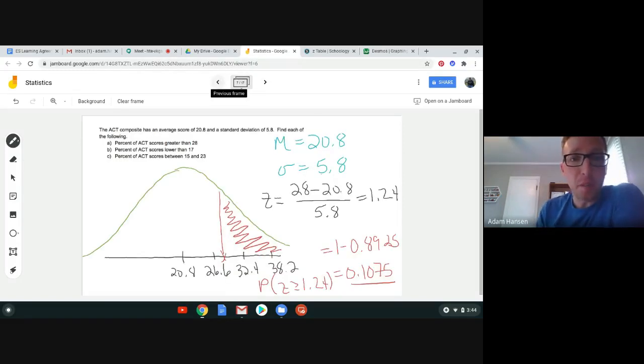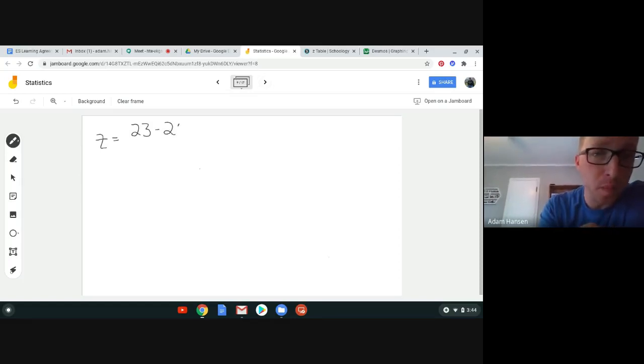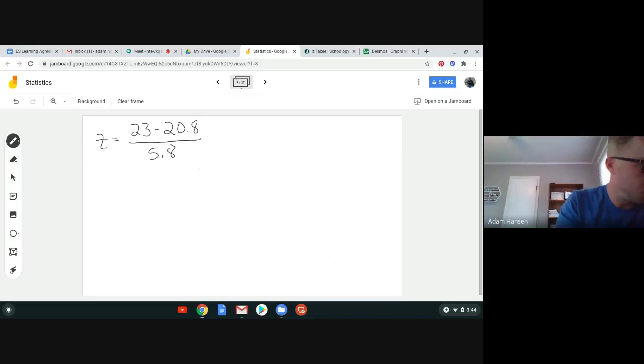Lastly, for part C, I want the percent of ACT scores between 15 and 23. Notice now I want between. So this is going to require two different z-scores because I have two different test scores, 15 and 23, given. We're going to subtract the proportion between the two for our final answer. Let's start with the 23. Z equals 23 minus 20.8 divided by 5.8. That means I am 0.40 standard deviations above the mean.